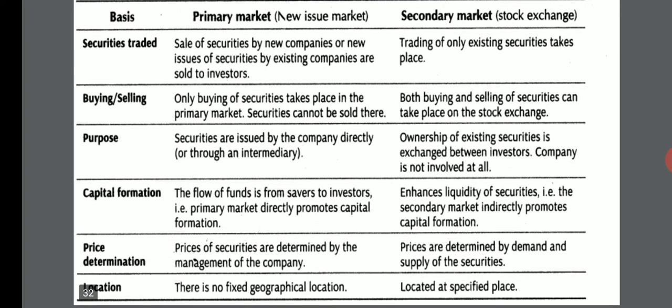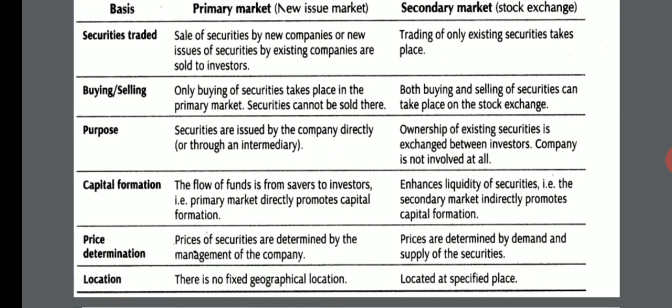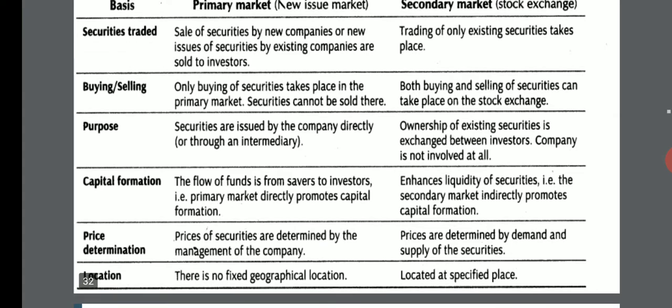Now, there's a differentiation between the primary market, new issue market, and secondary market. Securities traded: sale of securities by new companies, or new issues of securities by existing companies, are sold to investors in the primary market, whereas in the stock exchange, trading of only existing securities takes place. Buying and selling: only buying of securities takes place in the primary market. Securities cannot be sold there. Both buying and selling of securities can take place in the stock exchange.